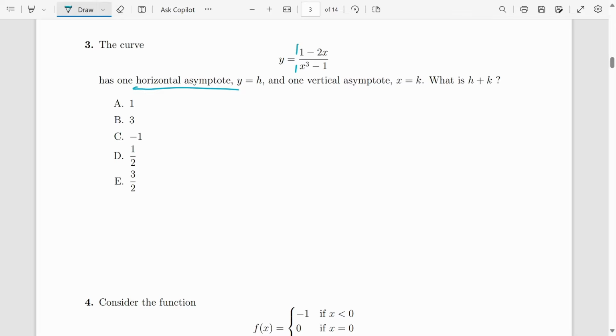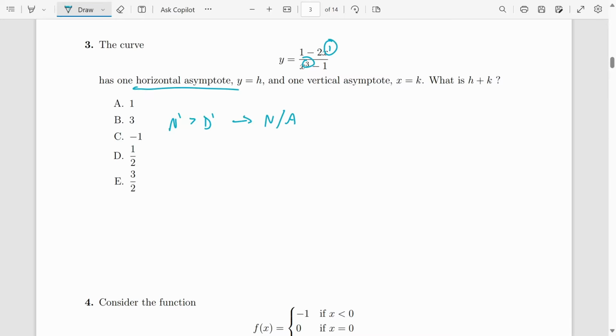So there's three cases. In the case where the degree of the numerator is greater than the degree of the denominator. So in this case, the degree of the numerator is 1, and the degree of the denominator is 3. So this case doesn't apply, but I'll just say it, for completeness. There is no horizontal asymptote.